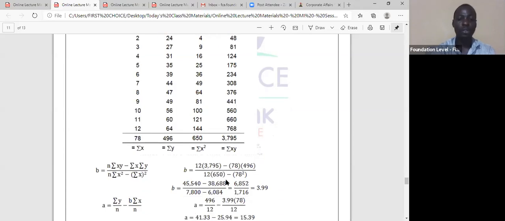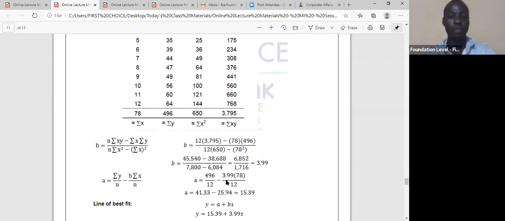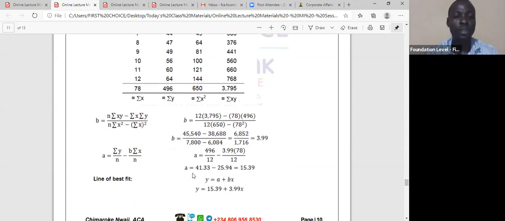Now you look for your B. Your B is your slope. How do you get your slope? They say it is N, where N is the number of observations. There are 12 quarters, so there are 12 observations. That's why you are seeing this N here, the same as this 12. What is your sum of XY? You go to where you have your XY, which is 3795. You put it here. Then minus your sum of X alone, which is 78, multiplied by your sum of Y.